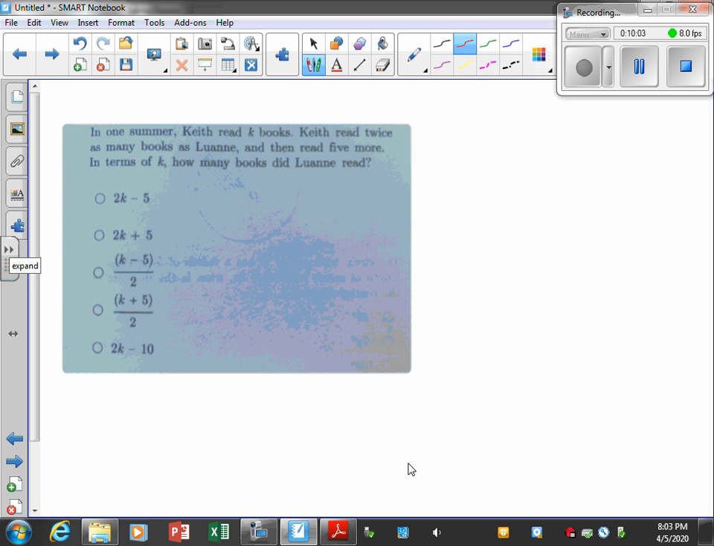In one summer, Keith read K books. Keith read twice as many books as Luann, and then 5 more. In terms of K, how many books did Luann read? So we want to set up, Keith read K books. So he read twice as many books as Luann. So twice as many as Luann. That means 2 times Luann. And then 5 more.